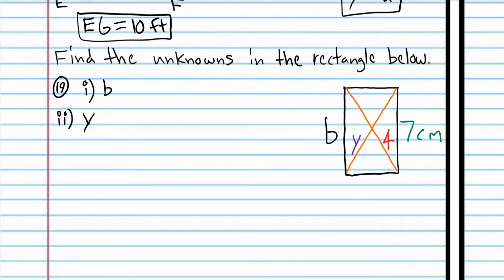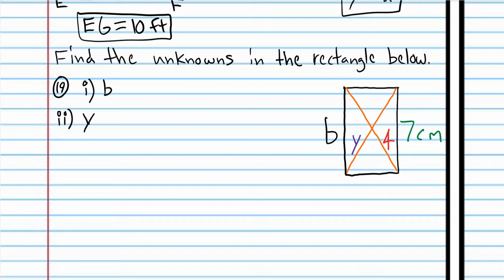Okay, so go ahead and try number 19. Find the unknowns in the rectangle below. When you come back, we'll do it together. All right, we're back. This is a rectangle. And a rectangle is a quadrilateral with 4 right angles, but that doesn't really help us in this problem.